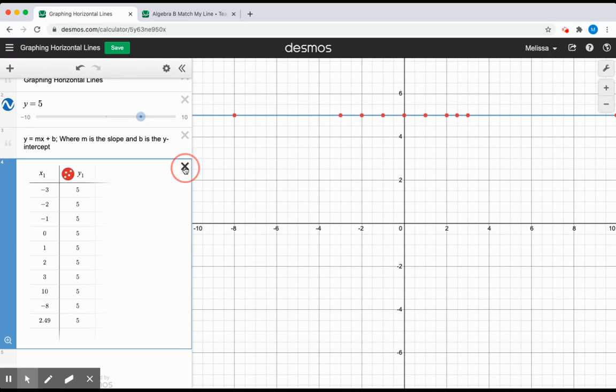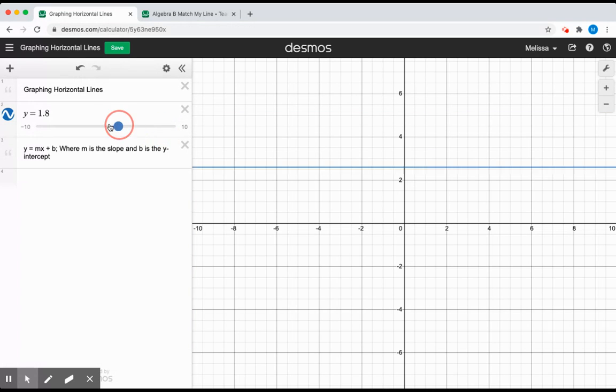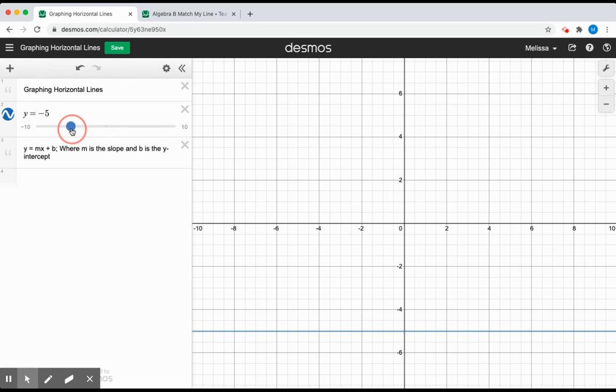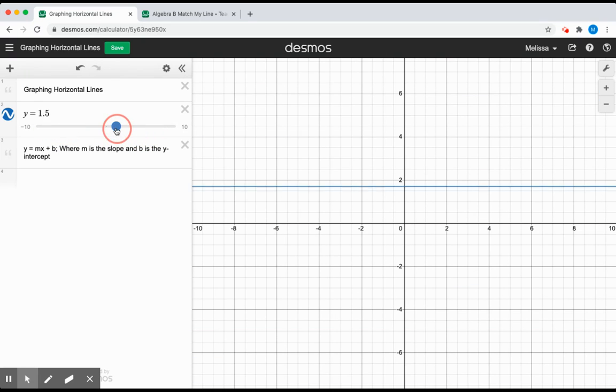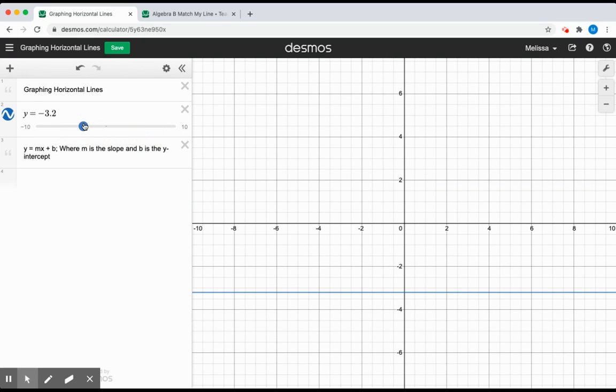Now, do you see how I have a slider here? I can move this slider up and down. Now y is -8.5. Now y is -5. Now y is -2.5. It doesn't matter what that number is. It's always going to be a horizontal or flat line.